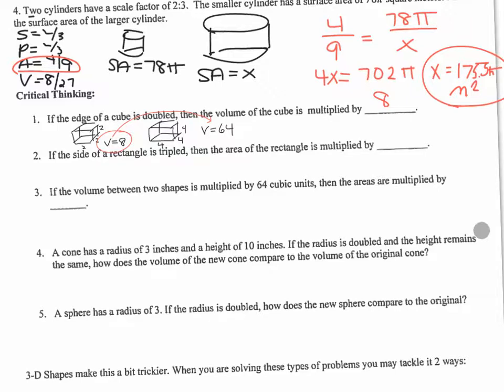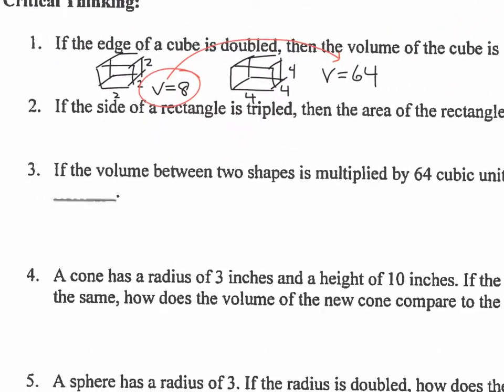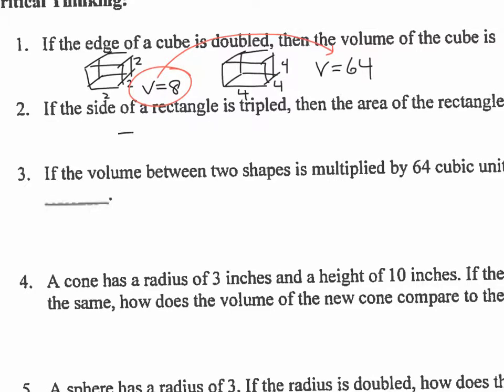So now let's look at this next one. It says if the side of a rectangle is tripled, then the area of the rectangle is multiplied by what? So I recommend, let's draw pictures. So zoom in so I have plenty of space. So here's a rectangle. It says the sides of a rectangle are tripled.